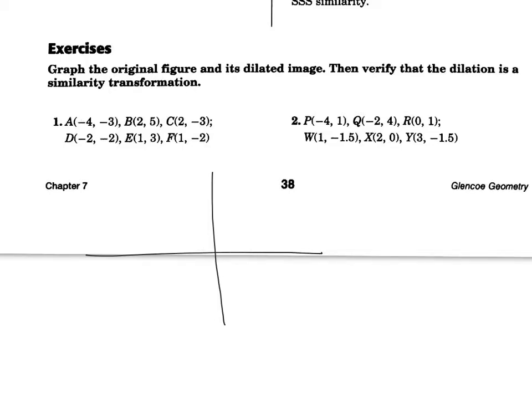So I'm going to graph A at -4, -3. So there's the point A. B is at 2, 5. So there's B. C is at 2 and -3. There's C. So if I connect that, that is a triangle. Specifically, it's a right triangle, okay? How do I know it's a right triangle? Because B and C have the same x value. So that's a right triangle here.